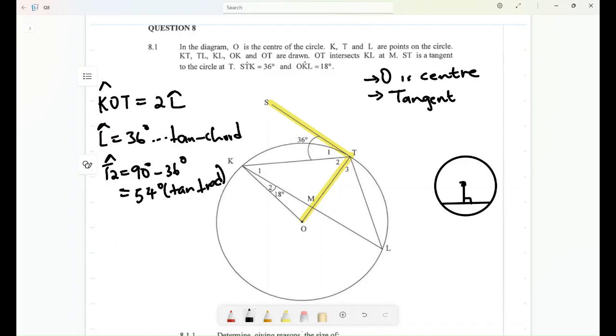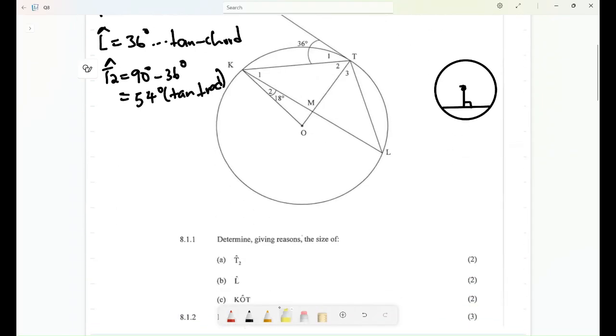Another thing that I can see, which they didn't mention: if this is a radius here and this is a radius here, the angles this one and this one will be equal. Yes. I think that's all I can get.